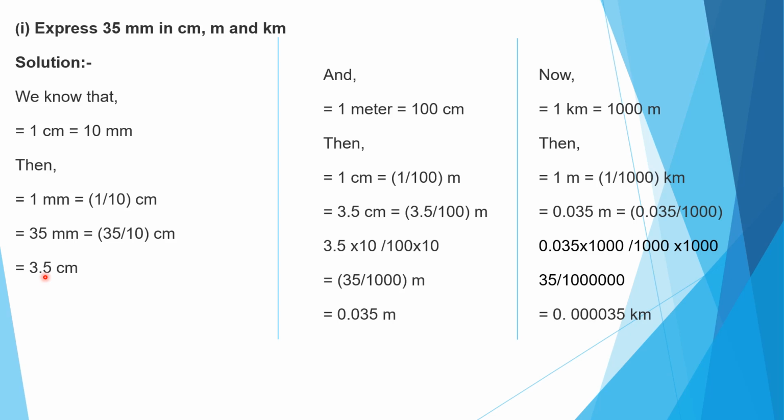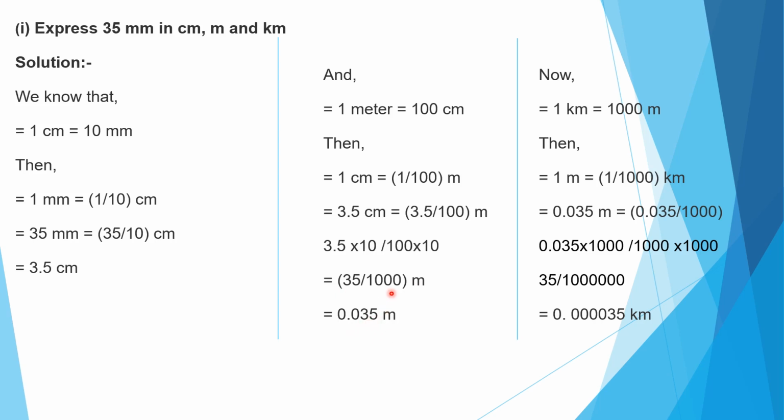Now we got centimeter. So from centimeter to meter, let us convert. So 1 meter is equal to 100 centimeter. 1 centimeter is equal to 1 by 100 meter. So now this 3.5 centimeter is equal to 3.5 by 100. To remove this decimal point, let us multiply by 10, both numerator and denominator. So this will become 35 by 1000. 35 by 1000 means after decimal point 3 digits should be there. Here only 2 are there. That means add 0: 0.035 meter.